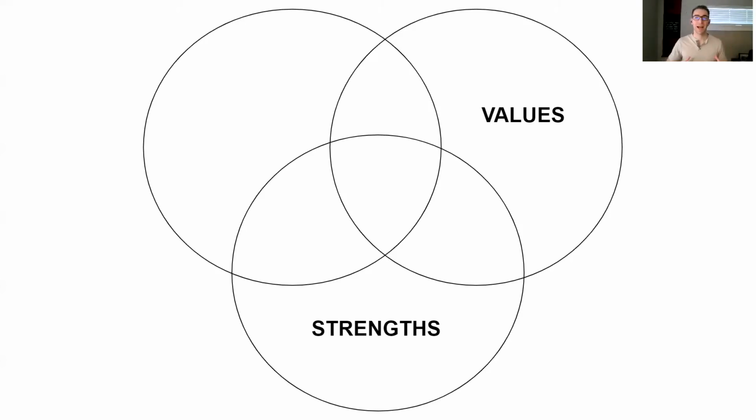Character values are like how I want to show up, and what values I want to drive my decisions and behaviors in life, so that I can show up in that way for the people around me. So that could be like acceptance, empathy, compassion, kindness, discipline, confidence. These are all different ways, different character values.